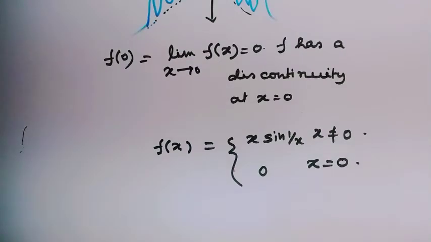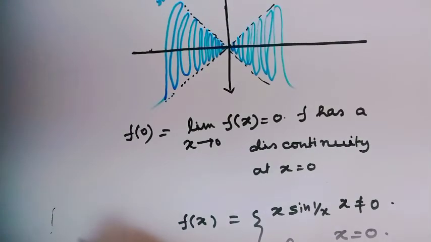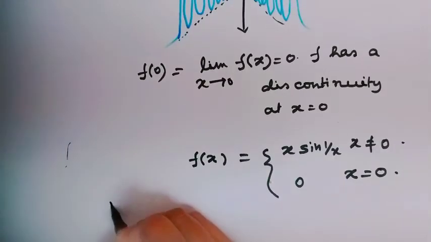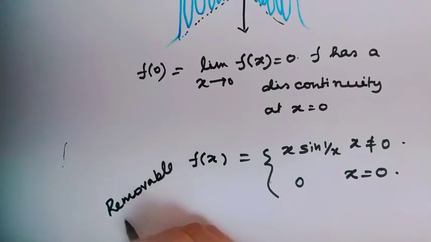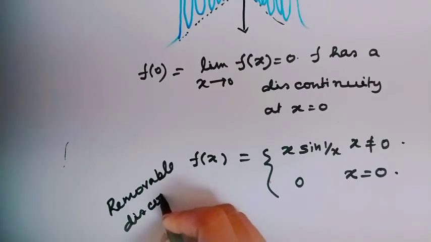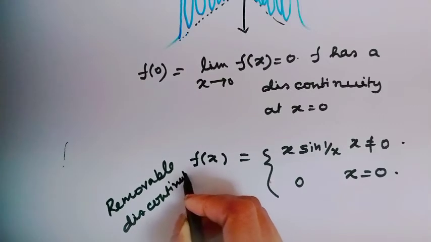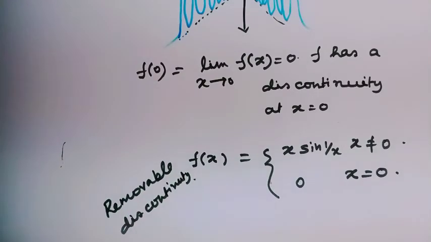So this discontinuity is called removable discontinuity. Okay? Are you getting what is removable discontinuity? And how can I remove this discontinuity? This is very interesting and very important. Okay? Alright.